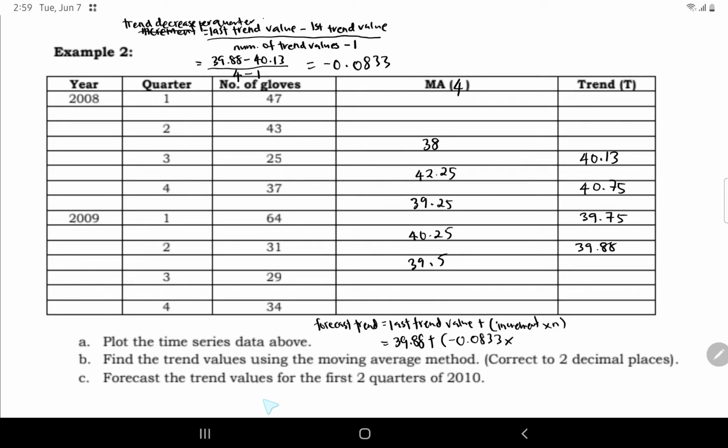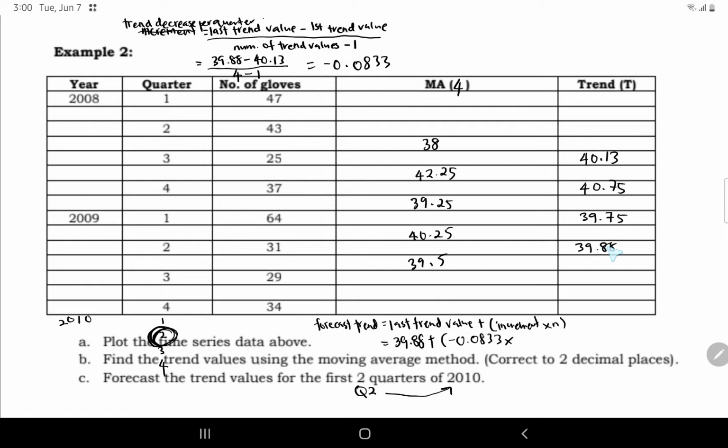Okay, n ni apa? Okay, n ni bergantung pada kita nak forecast yang mana. Okay, first kali dia nak forecast the first 2 quarters. So maksudnya kita nak tahu Q2 untuk tahun 2010. Okay, 2010 adalah selepas 2009 lah kan. Okay, 2010 kita ada first quarter, second quarter, third quarter, fourth quarter. So dia nak first 2 quarter, so maksudnya Q2 lah. So since Q2 for 2010 is 1, 2, 3, 4, is 4 quarters away from the last trend value.